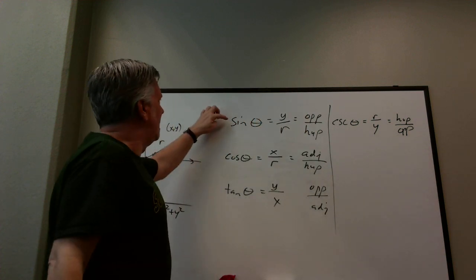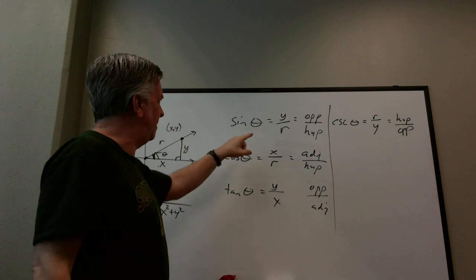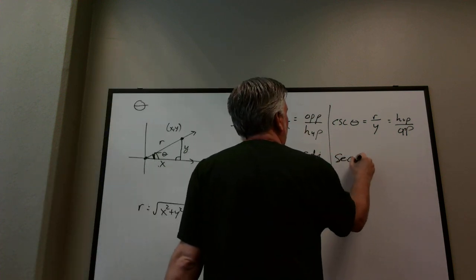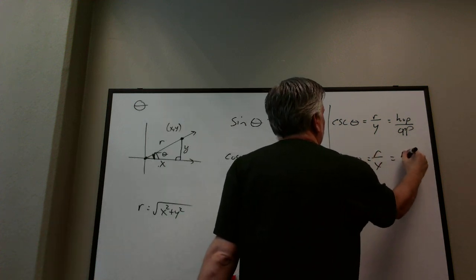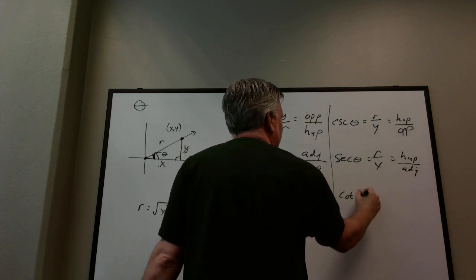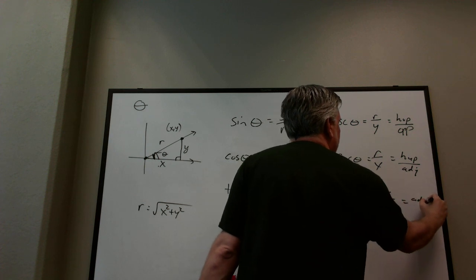Okay, now be careful. Don't go with the names. Sine and cosine you would think would be reciprocals, but they're not. It's sine and cosecant. Cosine and secant are reciprocals. So secant is r over x, which is hypotenuse over adjacent. And then cotangent is the reciprocal of tangent, that's x over y, which is adjacent over opposite.